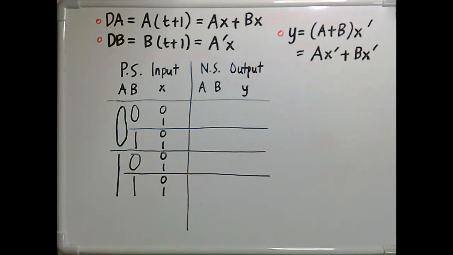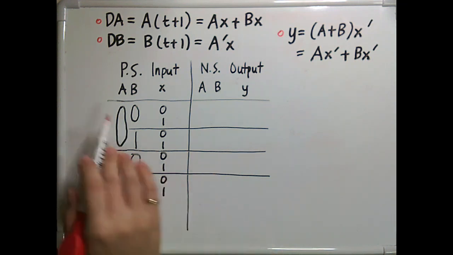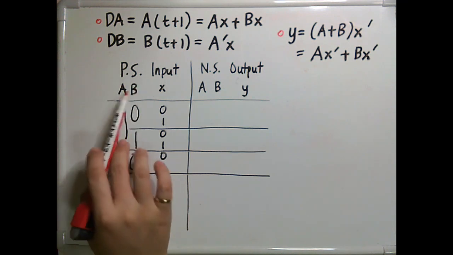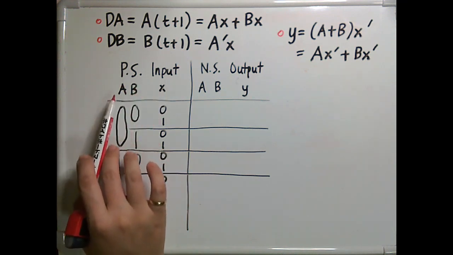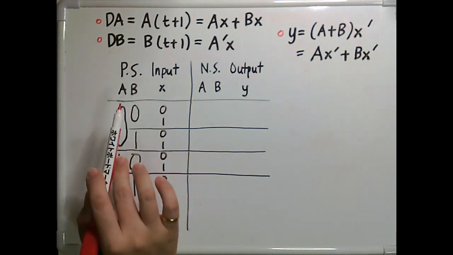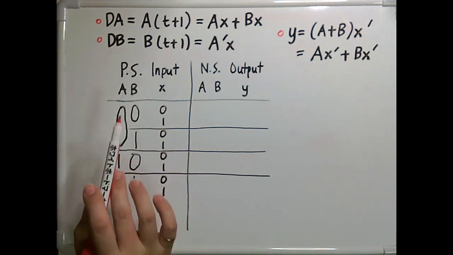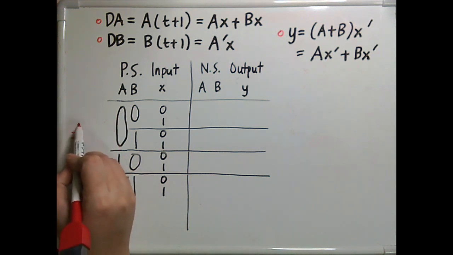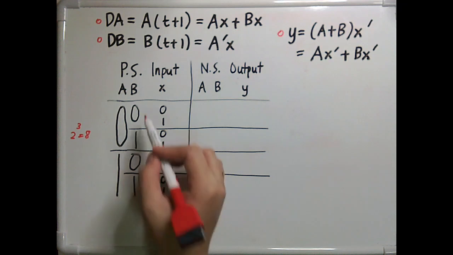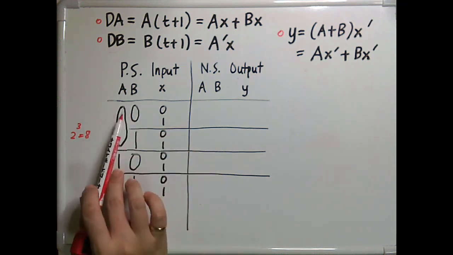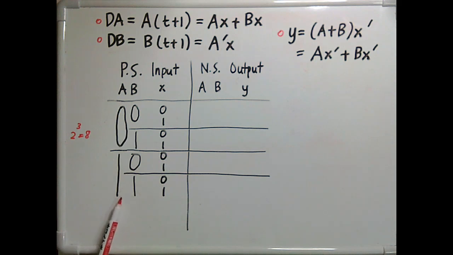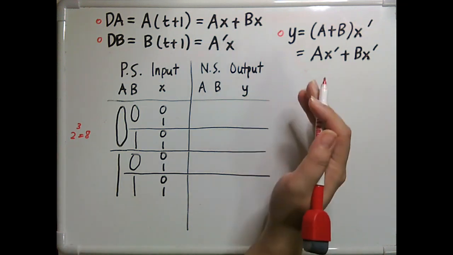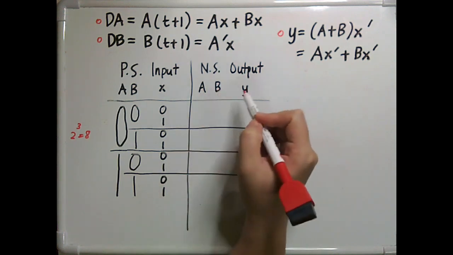In preparing our state table, let us first prepare the left side of the table. So we have here the present state and the input. The three variables here would be A, B, and X. Since we have three variables, we have to create 2 to the 3, which is equal to 8 input combinations. So we have here the 8 combinations, starting from 0, 0, 0, 0, 0, 1, all the way up to 1, 1, 1. This is just a faster way of creating the combinations. Anyway, let's move on. On the right side, this is the next state, A and B, and this is the output Y.